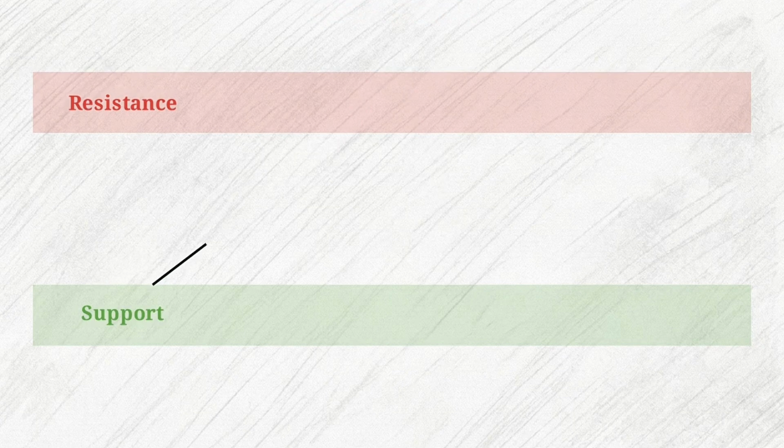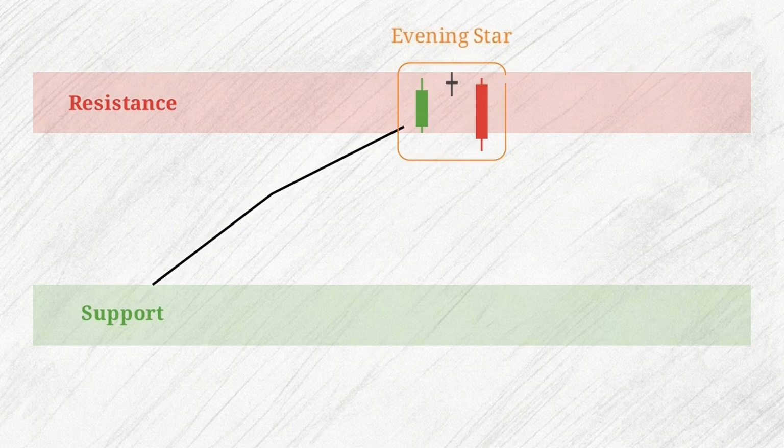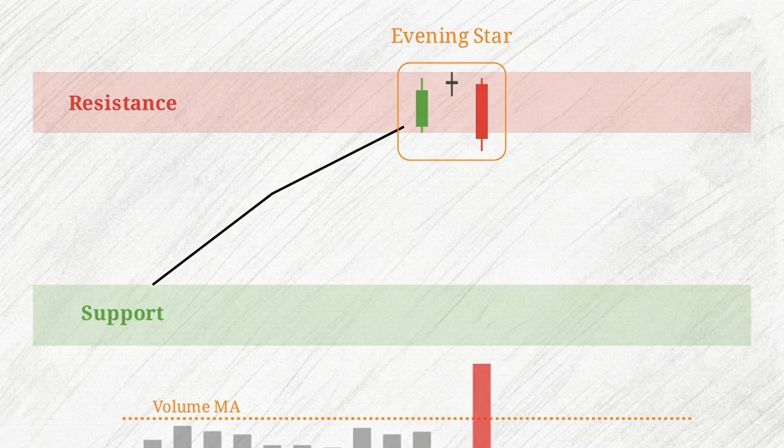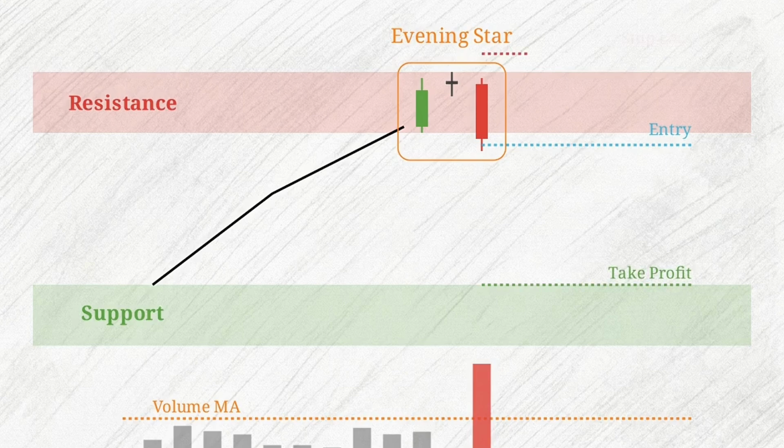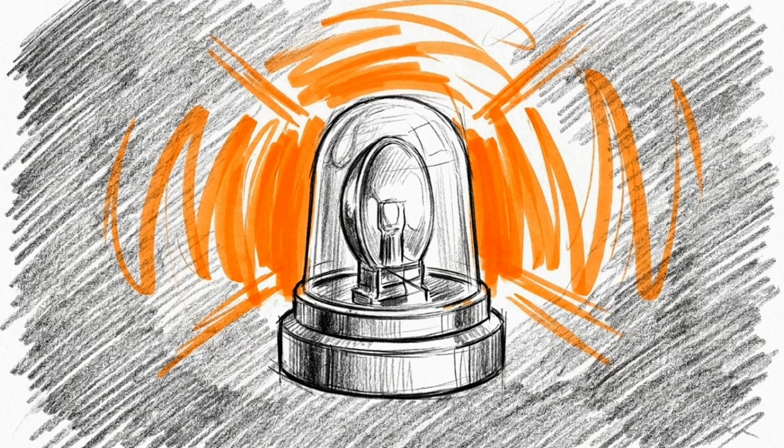This chart shows two signals aligning. First, an evening star reversal pattern forms directly inside our resistance zone. Second, the volume indicator spikes above its moving average, confirming major sellers are actively stepping in. Now, we execute. We place our entry after the reversal candle closes. We set our take profit at the lower support zone. Crucially, we place our stop loss entirely above the resistance zone, giving the trade the breathing room it needs to survive minor fluctuations.